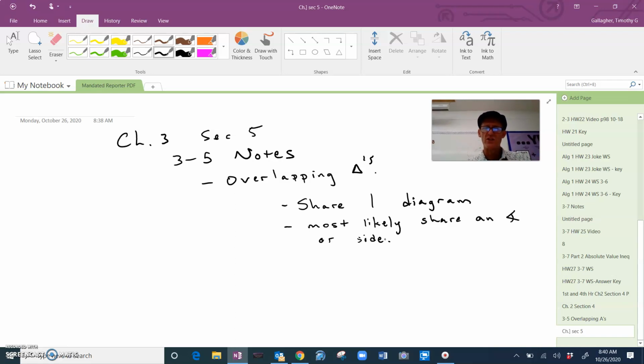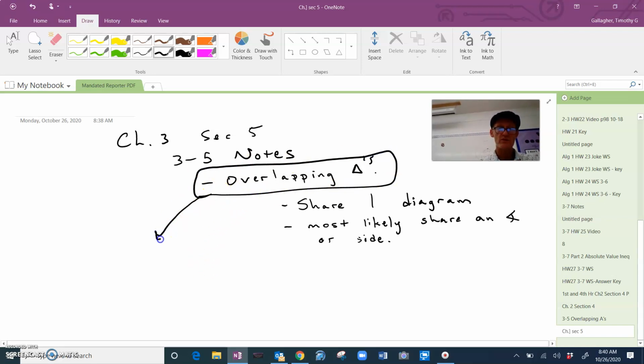Sometimes they share that common angle with addition or subtraction, but most likely they're going to be sharing a common angle or side. So what we have to do for these overlapping triangles, we're going to translate them out. We're going to slide out two triangles. Okay, so it's okay to dilate. Just don't rotate.